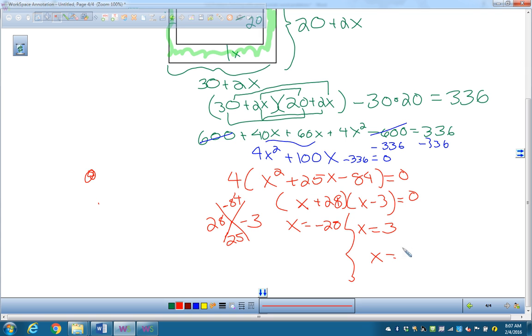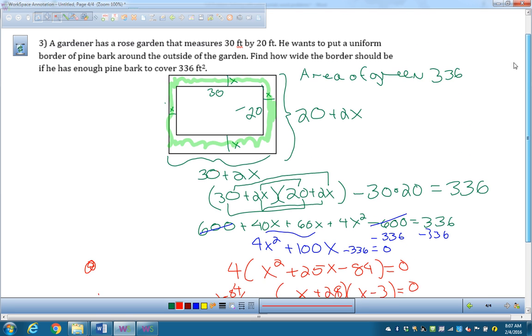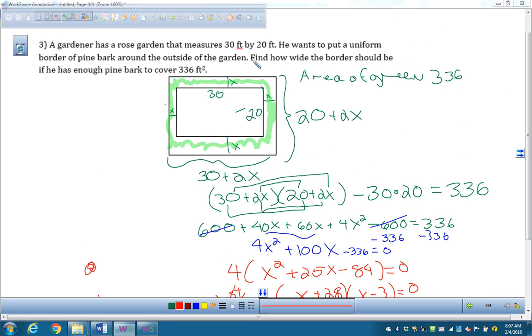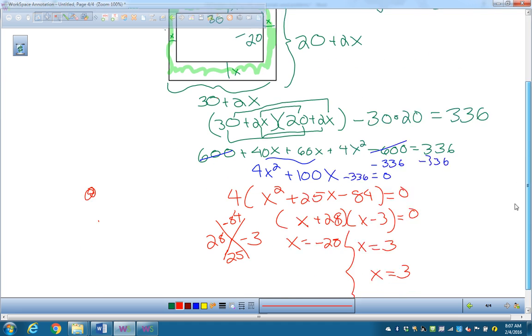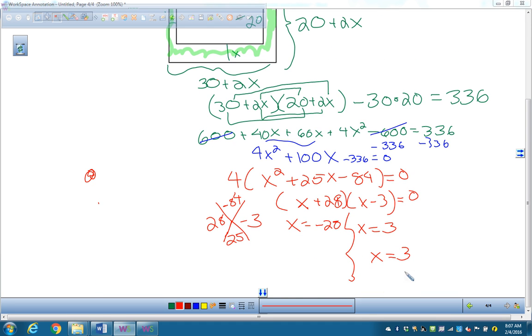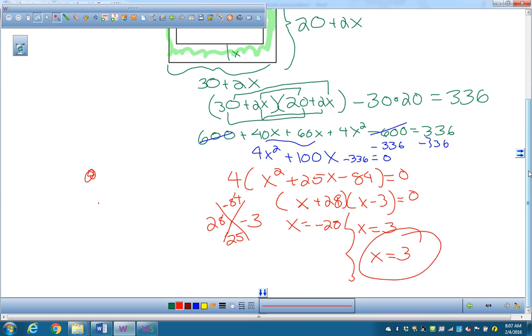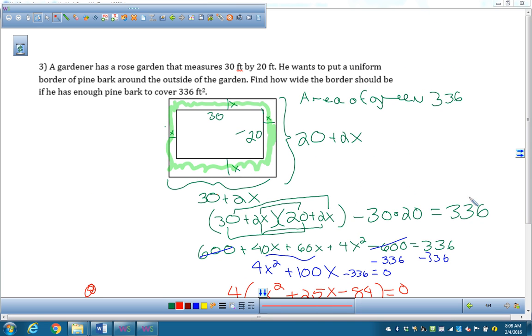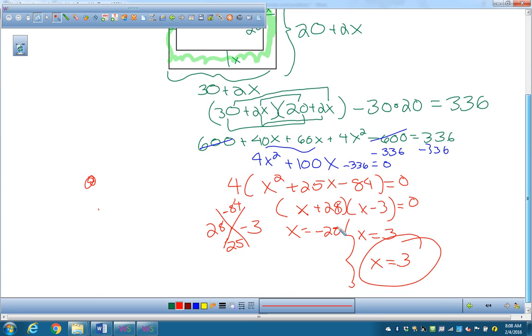So x is 3, but that doesn't really answer the question, because the question says find how wide the border should be if he has enough bark. How wide should the border be? Oh, that is the answer to the question. How wide should the border be? 3 feet or 3 centimeters or what is it? Feet. What do you do with the 4 that you factored out? It doesn't matter because I could divide away that 4. All I'm worried about is what numbers will make this equal to 0.